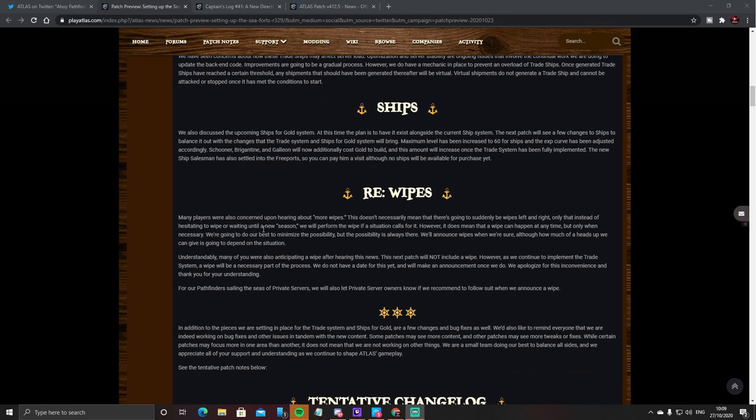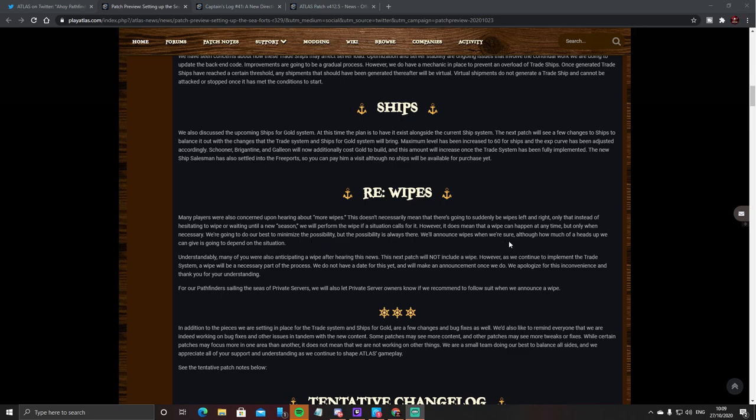Wipes. Many players were also concerned upon hearing about more wipes. This doesn't necessarily mean that there are going to be wipes left and right. Only that instead of hesitating to wipe or waiting until a new season, we will perform the wipe if a situation calls for it. However, it does mean that a wipe can happen at any time, but only when necessary. We're going to do our best to minimize the possibility, but the possibility is always there.